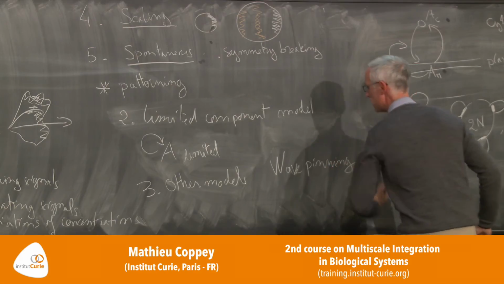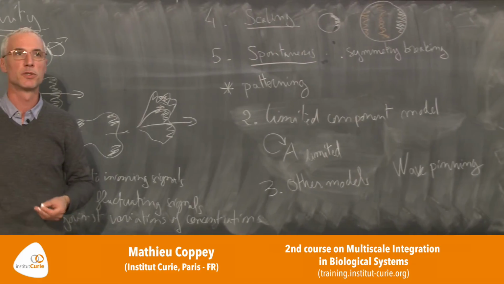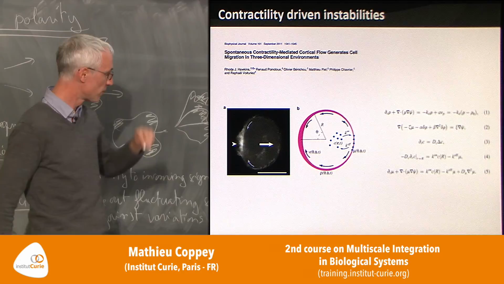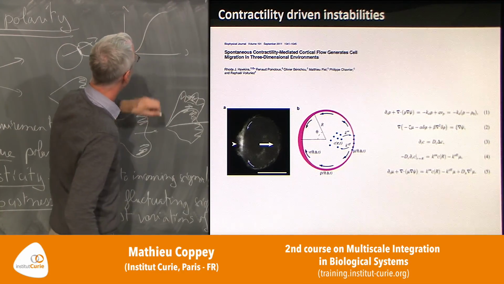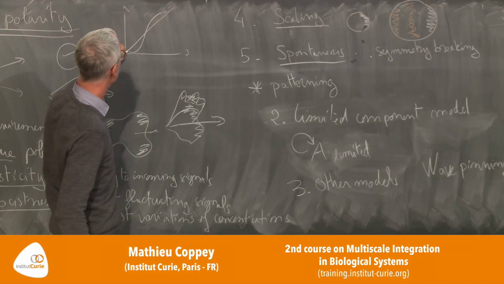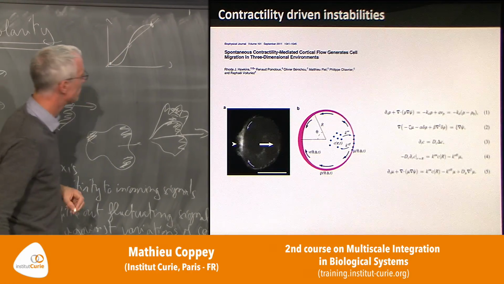So the wave pinning model is actually based on a bistable system, like Mark introduced this morning. It's a bistable system that has two states. You can do that with, again, this idea of a non-linear production slope with linear decay, with two stable states and one unstable state.